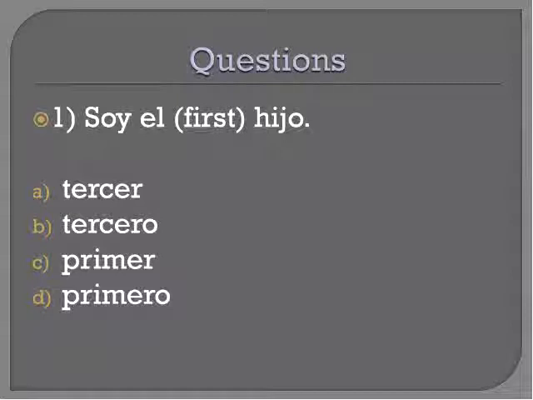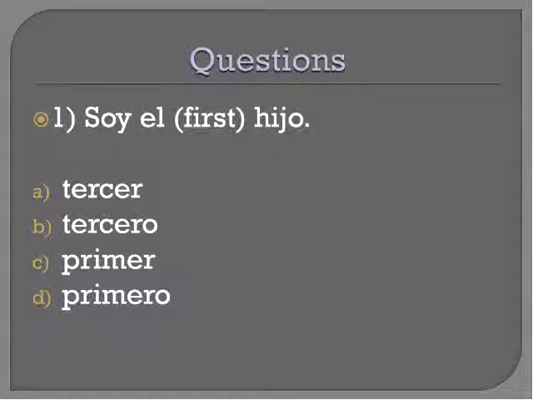Okay, so let's practice. Number one. Soy el. What is correct? A, B, C, or D? D. Let's see. Some of you are saying C, some of you are saying D. What's the rule? I'm sorry, B.